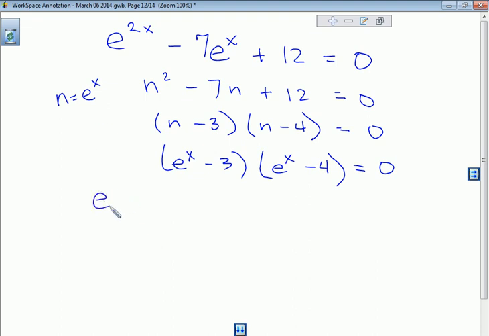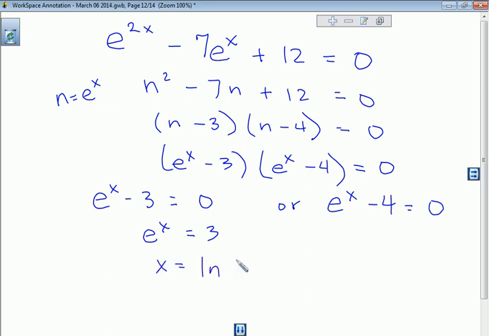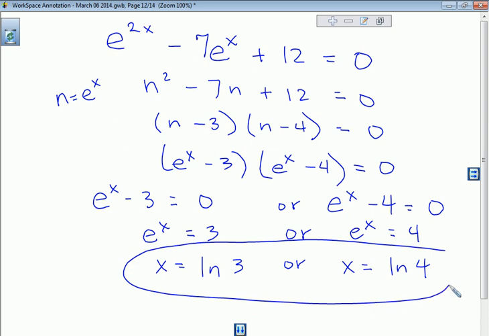So we could say e to the x minus 3 equals 0, or e to the x minus 4 equals 0. So e to the x equals 3, so x equals natural log of 3. Or e to the x equals 4, so x equals ln of 4. So it can be either of those? Yep. Both of those are solutions.